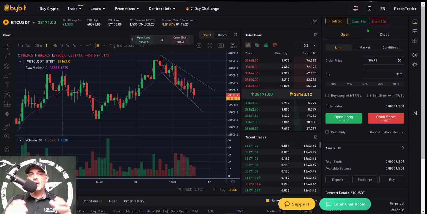Now, let me make it clear. Trading with leverage is extremely risky, and if you're new to crypto trading, until you're actually profitable on the spot market, by no means do I suggest you come over and trade with leverage on the futures market.